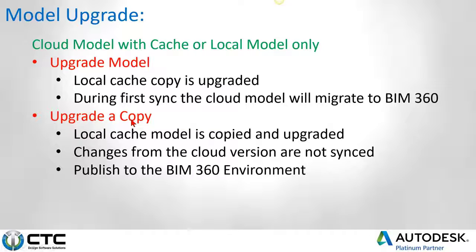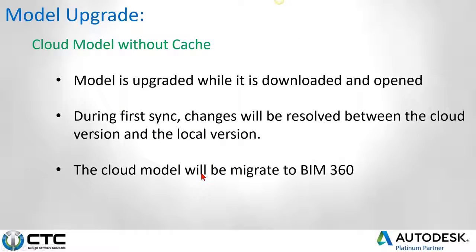If you upgrade a copy, the local cache model is copied and upgraded. Changes from the cloud version are not synced. So right now I'm pulling something that's local. I can upgrade it, that's fine. But once I publish for the first time, it will be published to the BIM 360 environment. If you're dealing with a cloud model without cache, the model is upgraded while it's downloaded and opened. During the first sync, changes will be resolved between the cloud version and the local version. But again, that cloud model will be migrated to BIM 360.